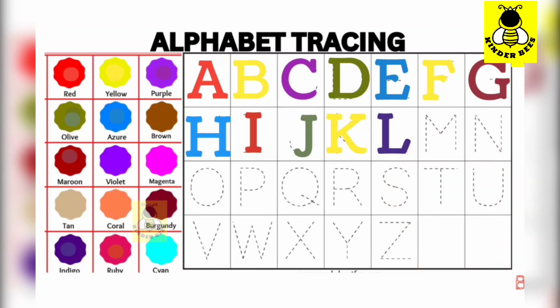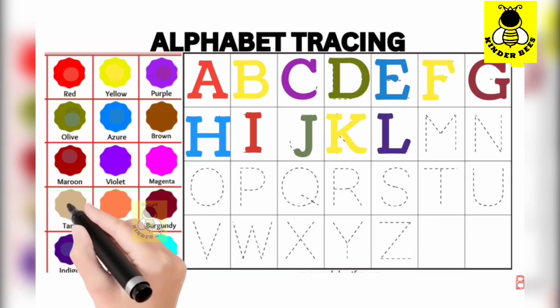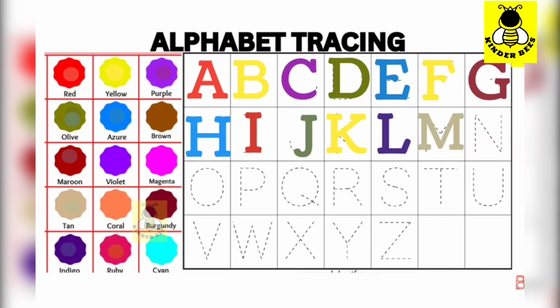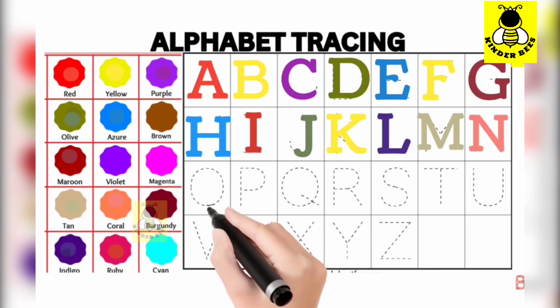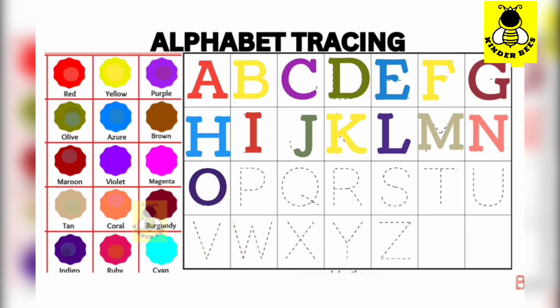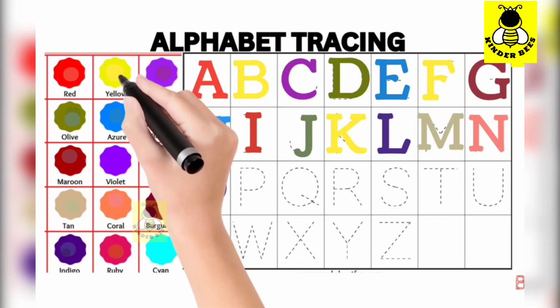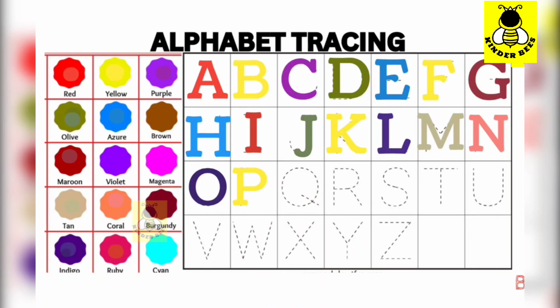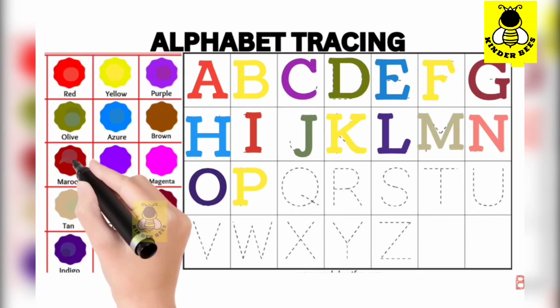L for lotus. M for mango. N for nuts. O for orange. P. P for parrot.